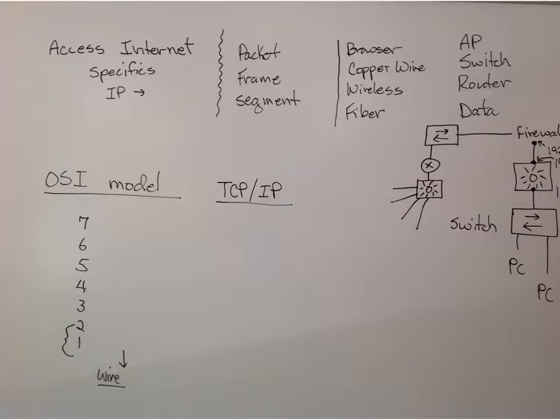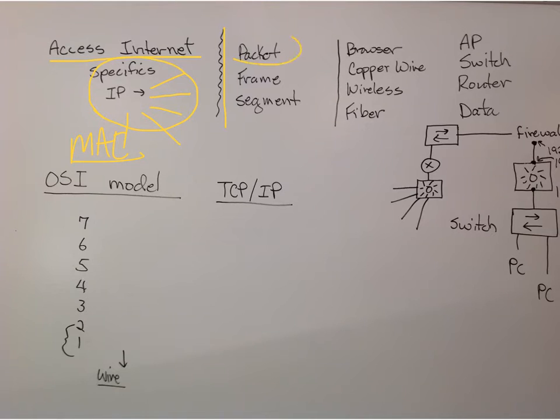Let's take a look at what we spent some time on: access to the internet specifics, IP addresses. We talked about subnet mask, default gateway, DNS, and also MAC address. Even though we don't configure the MAC address directly, you still need that to communicate through the switch. We asked, where do these fall into our categories down here?